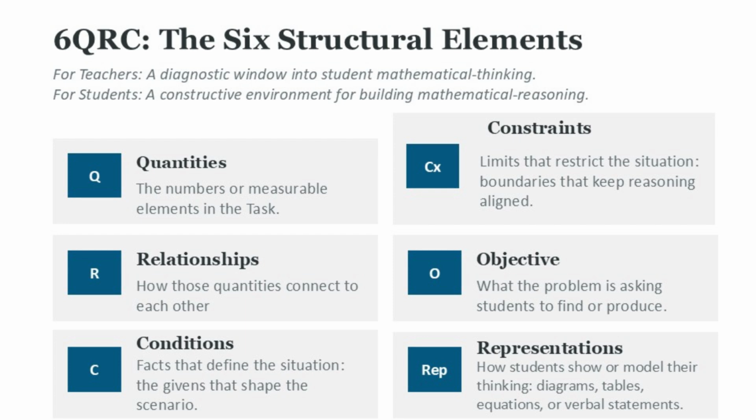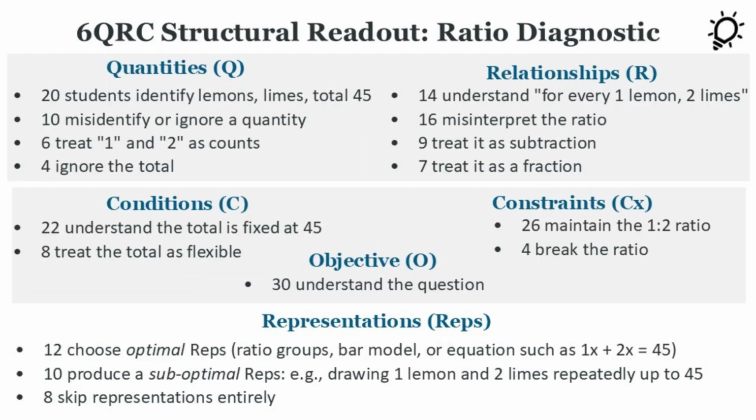When students use 6QRC, their thinking becomes visible across all 6 elements. Teachers can see more than whether a student solved correctly or incorrectly. They'll see how the student is mentally processing the situation itself. So let's look at what 6QRC reveals.